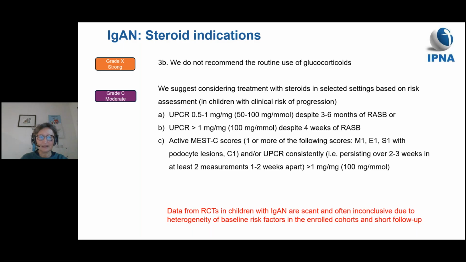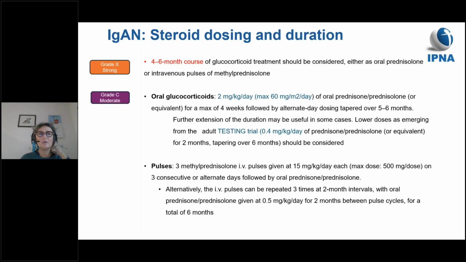1. We know that data from randomized controlled trials in children with IgAN are scant and often inconclusive, and this makes it very difficult to give guidance. So in terms of what you do when you do give the oral glucocorticoids, we gave the doses both for the oral glucocorticoids and for the pulses based on the published evidence.